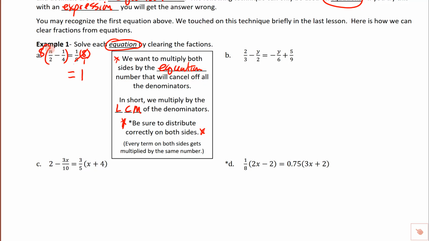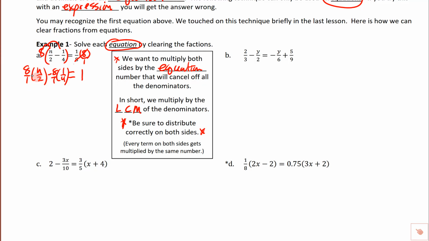And then what we're going to do is we're basically going to distribute through here. And I'm going to show a little bit of extra work on a few of these. This is basically saying 8 times n over 2 minus 8 times 1 over 4. Now again, I'm going to make this look like it's a fraction, so we've got the 8 over 1 times the n over 2, and I'm going to do some cross-canceling.